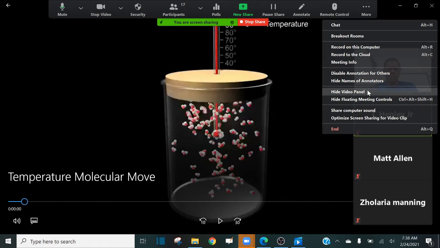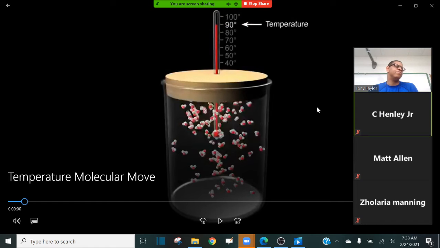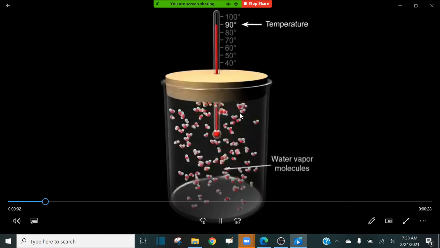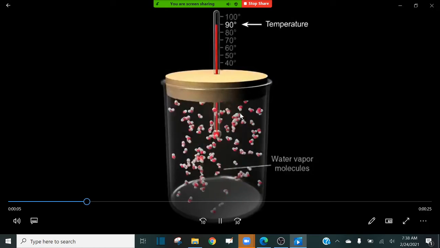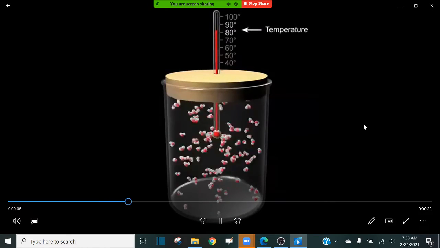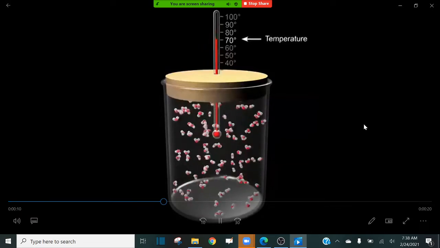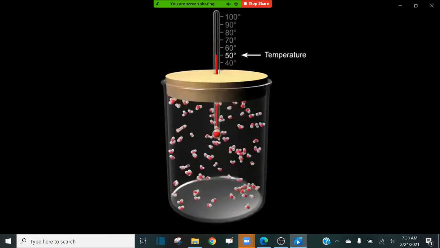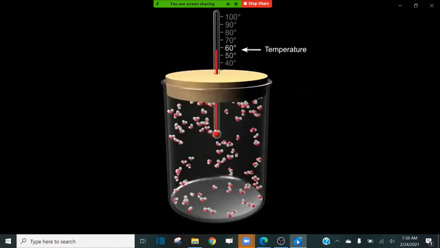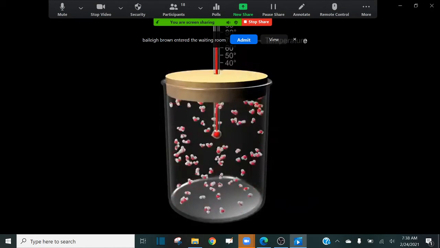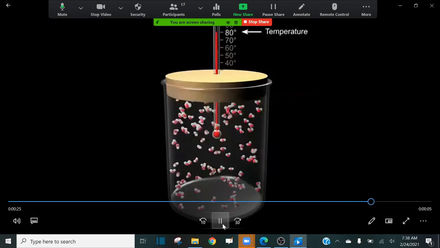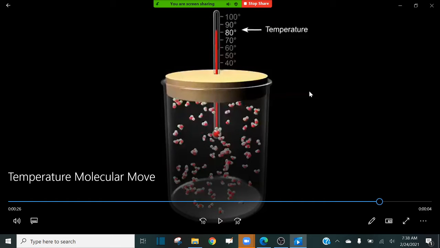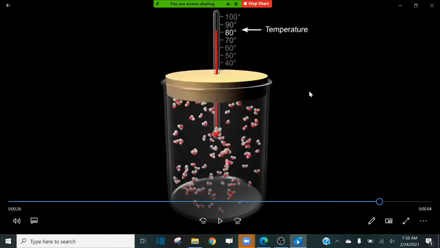If you guys remember what temperature is, temperature by definition is a measurement of the kinetic energy of the molecules that make a substance. So as we'll see here, as the temperature inside the jar decreases, the water vapor molecules move more slowly. And as the temperature increases, the water vapor molecules move more quickly. So that's something I need for you guys to know, that temperature just measures the average kinetic energy of the molecules that make a substance.